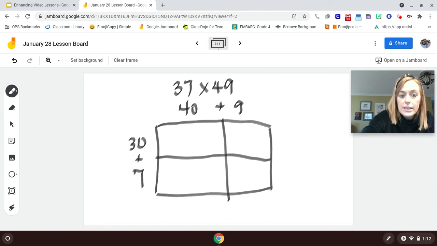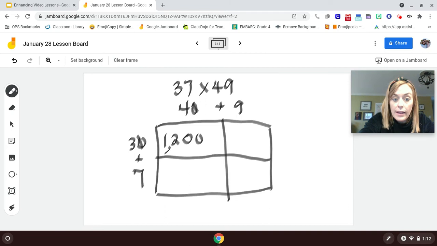So in this box here, I'm going to act like my zeros don't exist, even though they do. I know 3 times 4 is 12. And I had 2 zeros, so I've got to bring my 2 zeros back, okay? So I have 1,200. Now I'm going to go over to this box right here, and I'm going to say 30, or 3, because I'm ignoring my 0. 3 times 9. Well, I know 3 times 9 is 27, and now I have to bring my 0 back.